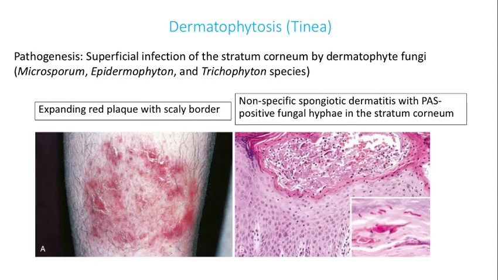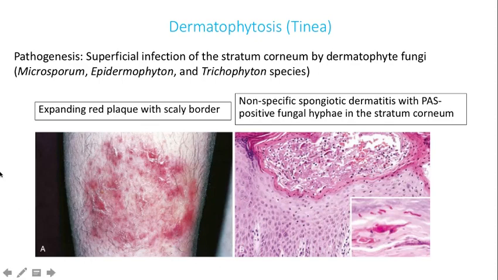The nomenclature for tinea is mainly based on where in the body it's located. So if you get ringworm on the scalp, we call it tinea capitis. If it involves the body, we call it tinea corporis. If it involves the nail, we call it tinea unguium or onychomycosis. If it's on the foot, athlete's foot, we call it tinea pedis. So it's all the same disease. It's just named differently based on where it happens in the body.